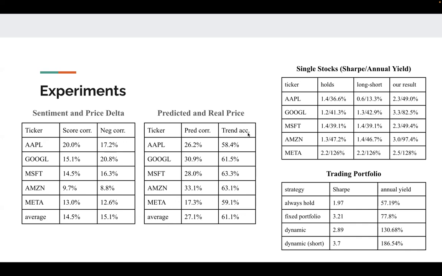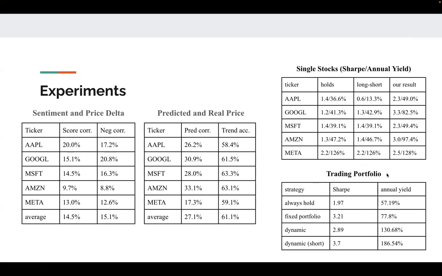Our trend accuracy of prediction is 61.1%. Finally, we verified our yield rate and the Sharpe ratio. For a single stock, you can see that our result will constantly be better than always holding the stock or the traditional long short-term strategy.